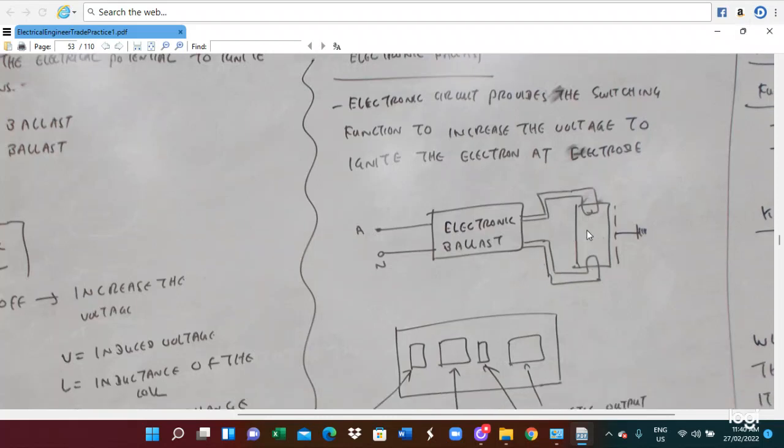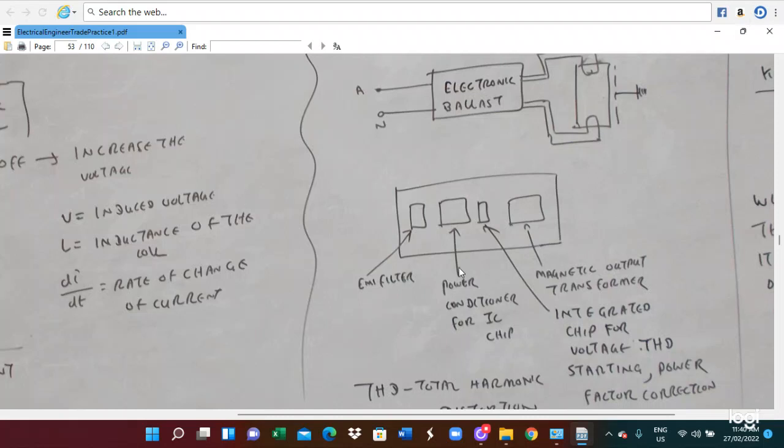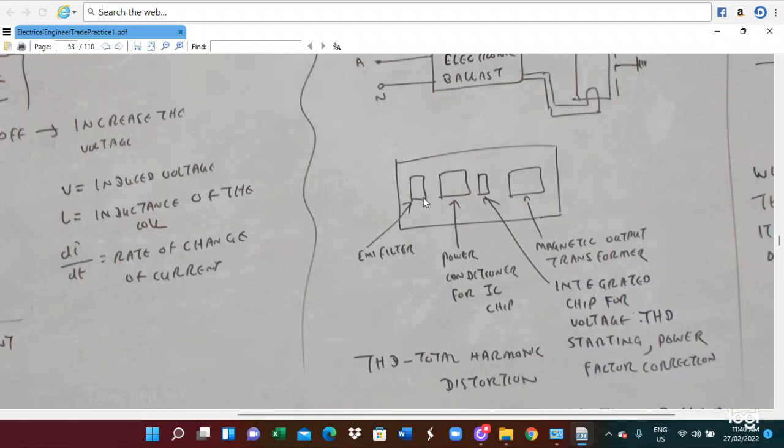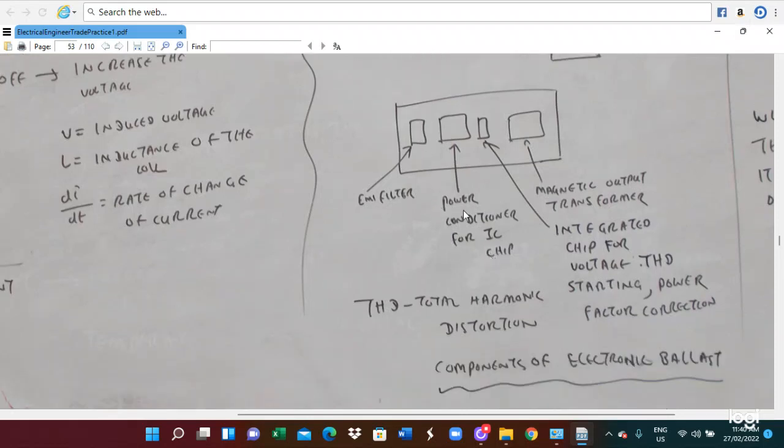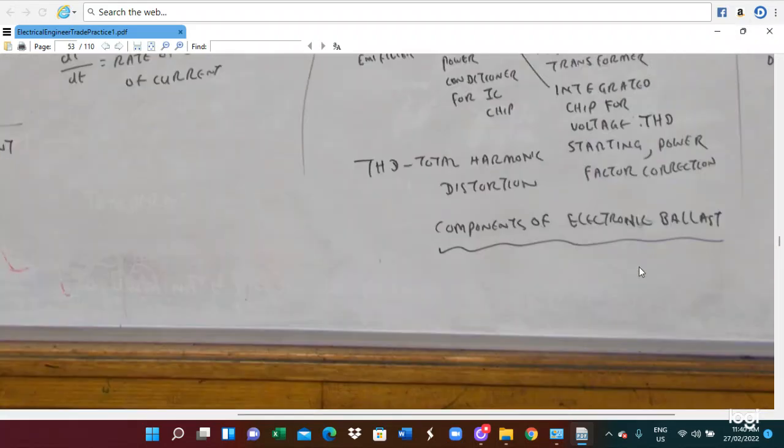So this is the electronic ballast and the switch connection. Inside the electronic ballast, it includes the equalizer, amplifier, also the power conditioner for the IC chip, and also the magnetic output transformer, integrated chips for the voltage and threshold current, and thermal harmonic distortion. So these are components of the electronic ballast.